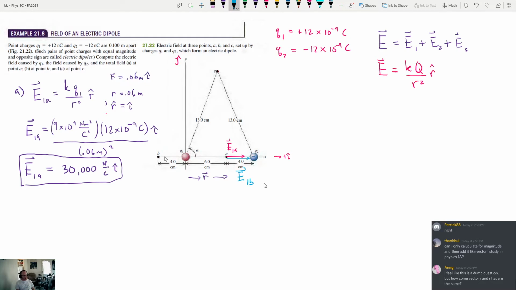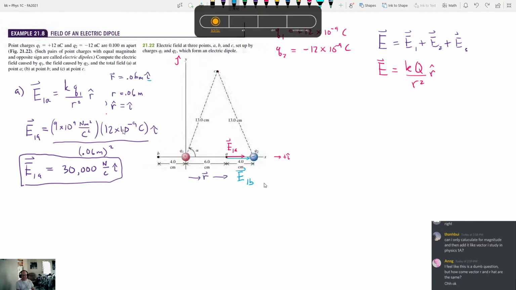I feel like it's a dumb question, but how come vector r and r hat are the same? They're not. It looks like they're the same, but this one has an I hat. You see that? R is the vector that has the magnitude and direction. This one is just 0.06.